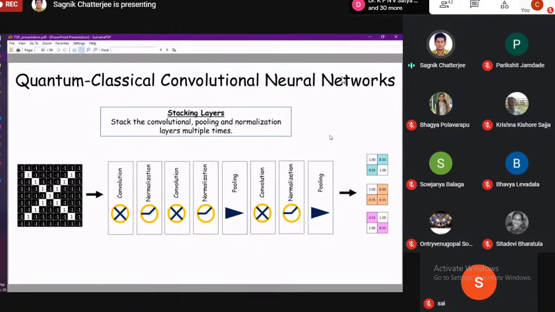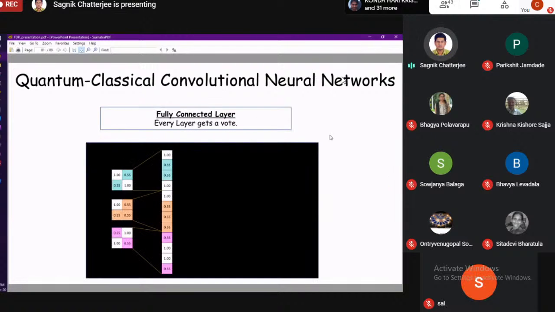Now we take the final output of this entire deep stacking. Oh, and this is where the term deep comes from. We stack the layers to make the network deep. But the backpropagation remains the same as it was in neural networks. So we take this and then we say that every layer gets a vote. So this is a fully connected layer.